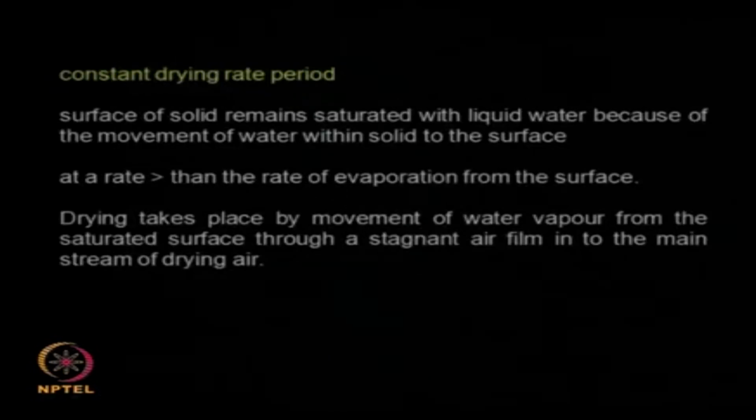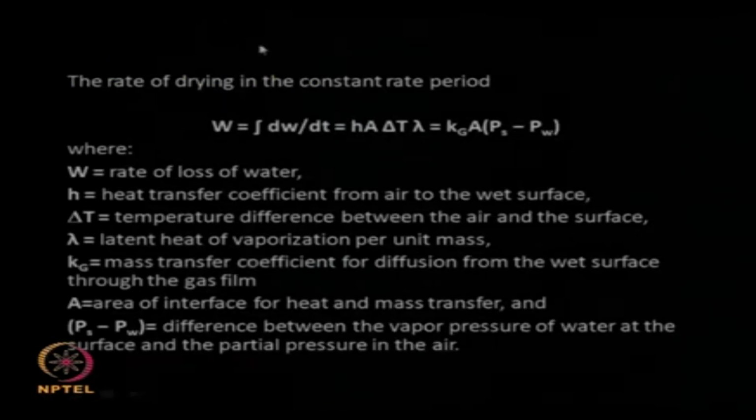So, in the constant drying rate period, the surface of the solid remains saturated with the liquid, there is a lot of water. So, the rate of supply is greater than the rate of evaporation from the surface. Drying takes place by the movement of water vapor from the saturated surface through a stagnant air film. So, the water from the surface passes through the stagnant air film and then gets evaporated, goes to the bulk of the air. So, in a constant drying period the advantage is we can say the rate of drying dW by dt is equal to a constant, that is the beauty of this.